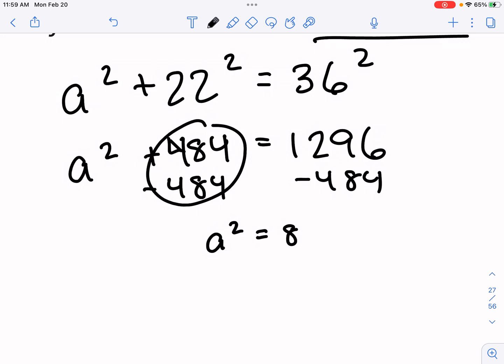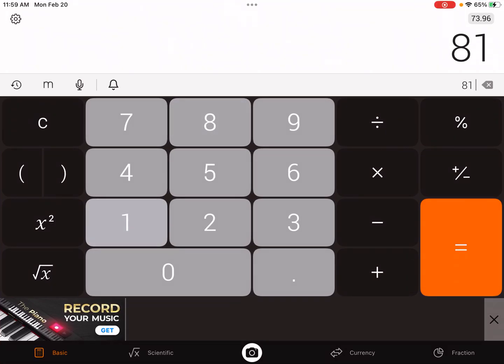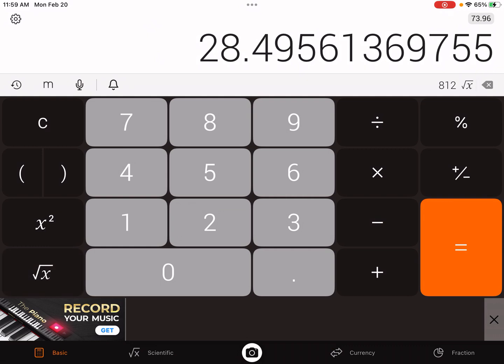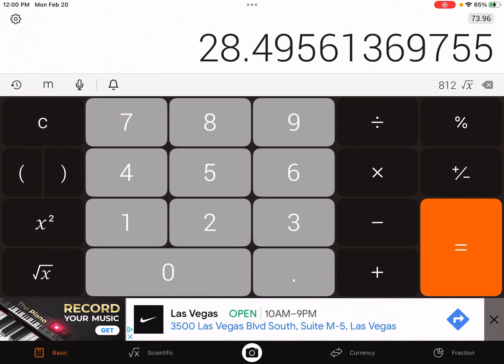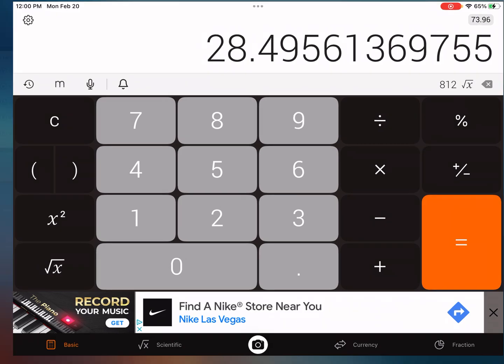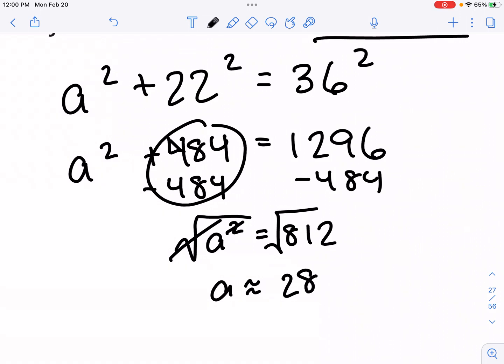If we take the square root of both sides, A is going to be approximately equal to the square root of 812. Let's clear this out. The square root of 812 is 28.49, and we'll go to the 5, so 496. That 6 makes that 5 go up. So 28.496, and this is in terms of inches.